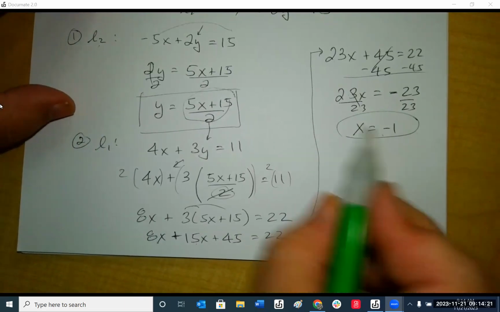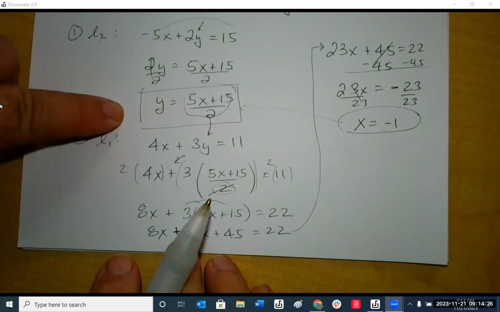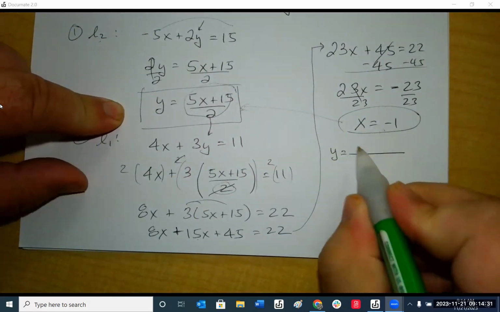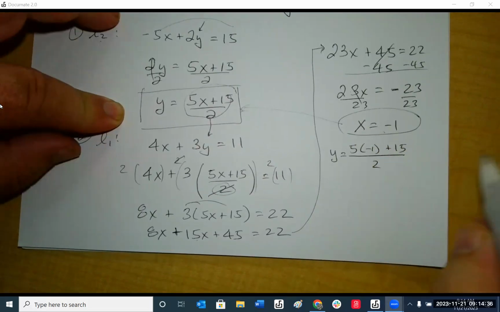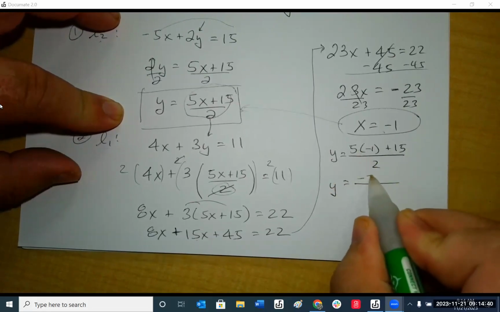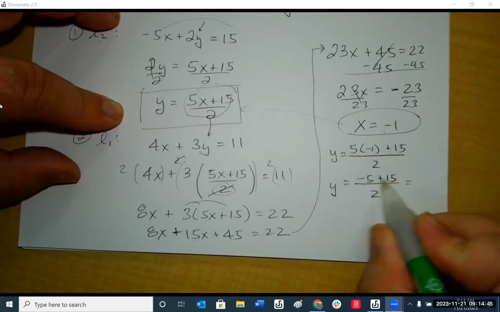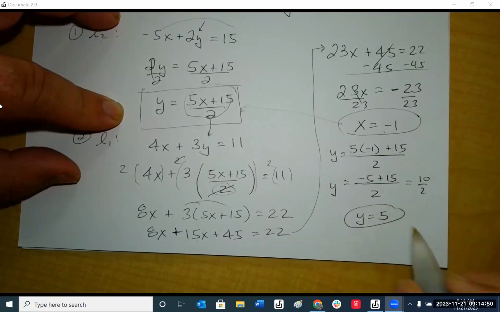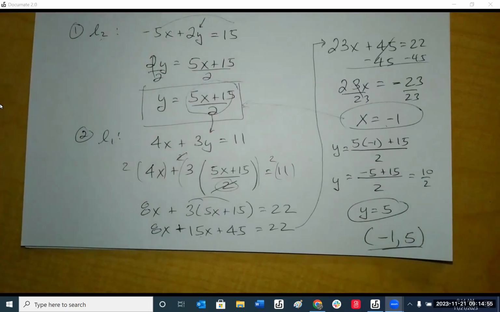Now, since I know what x is, I can plug this back into the very first equation to find y. So it's y equals 5 times -1 plus 15 over 2. -5 plus 15 over 2. 15 minus 5 is 10 over 2. Y equals 5. So my intercept is that.